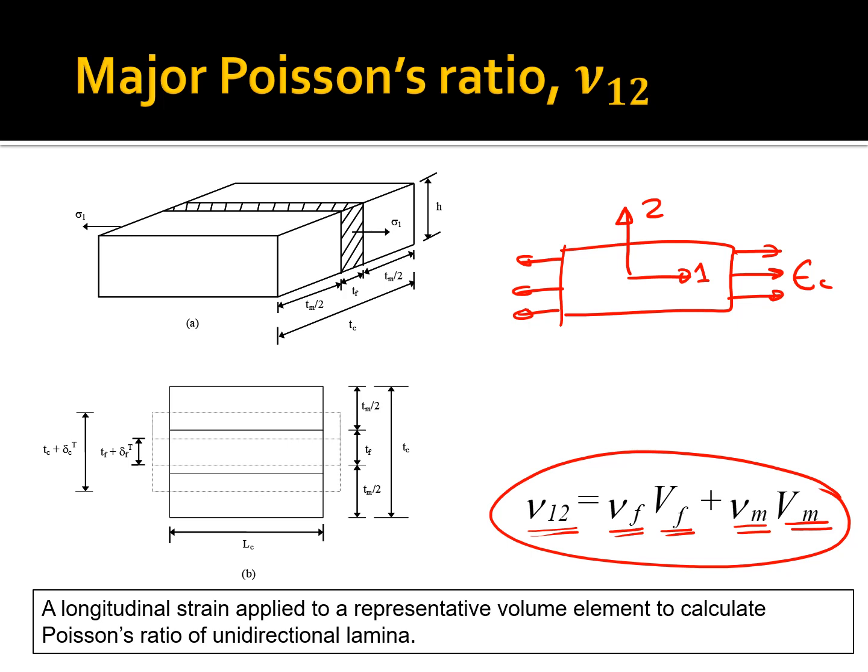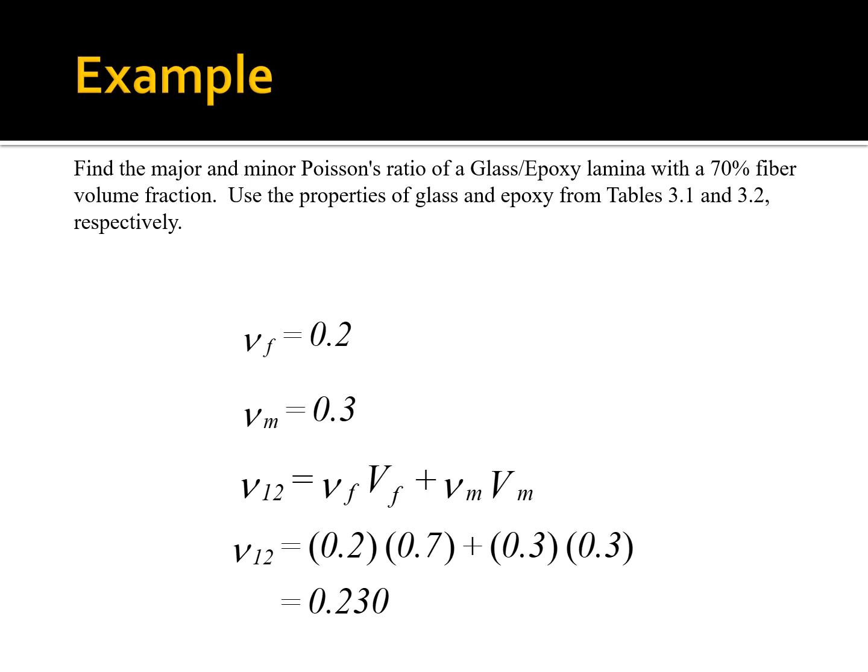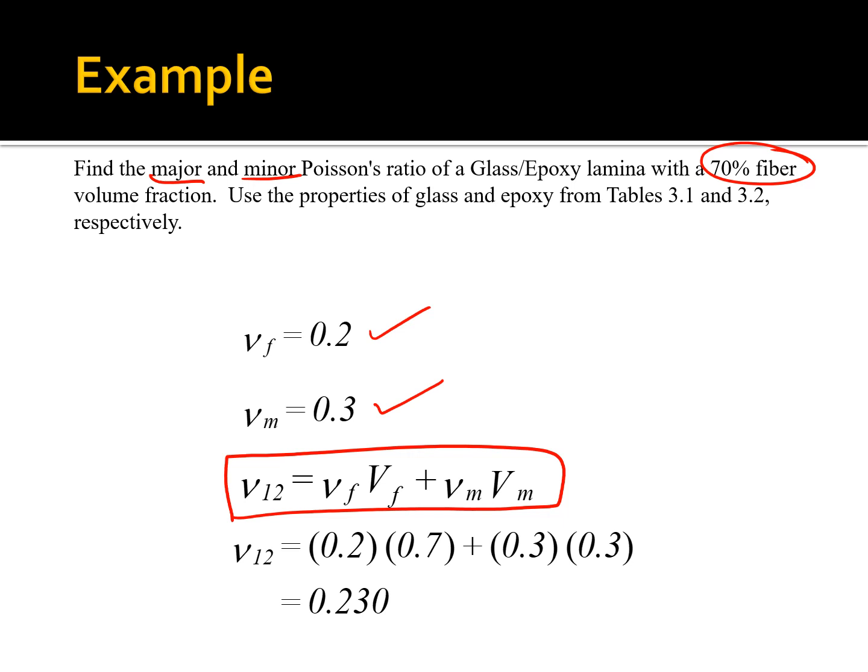So we're going to jump straight into an example. Here we are asked to find the major as well as the minor Poisson's ratio of glass epoxy with 70% fiber volume fraction. We get the Poisson's ratio for the fiber and the matrix from tables 2.1, 3.1 and 3.2. This is our rule of mixtures formula for the Poisson's ratio. We have 0.2 and 0.3 as the Poisson's ratio of the fiber and the matrix. We have 70% fiber volume fraction, and of course that means 30% volume fraction of the matrix, and that gives us a Poisson's ratio of 0.23.